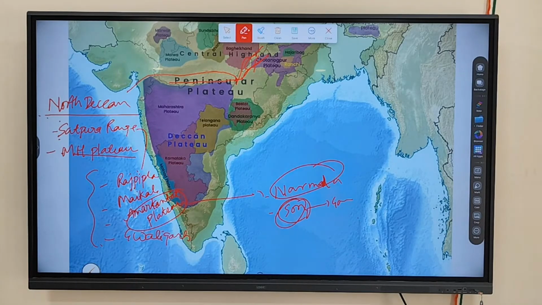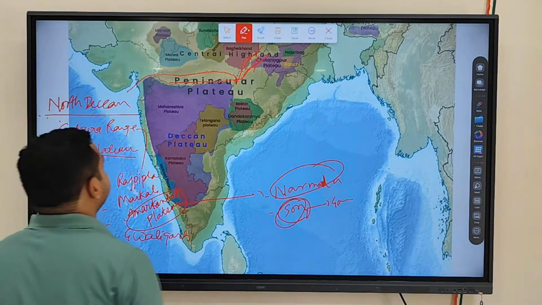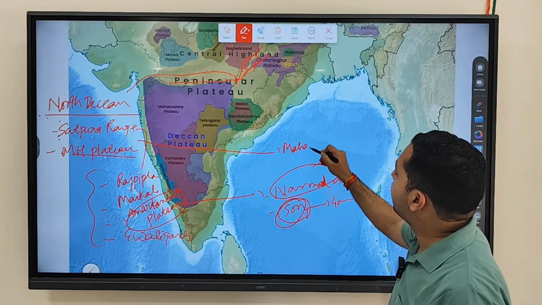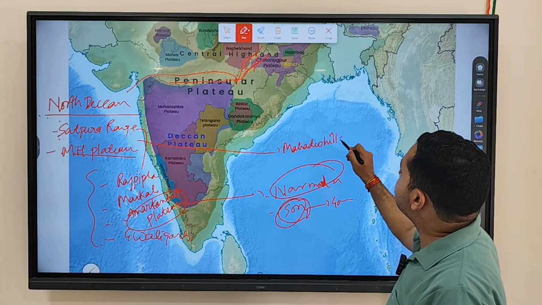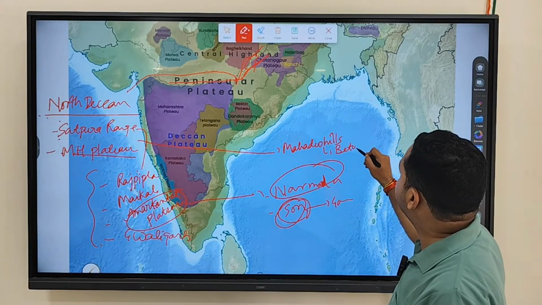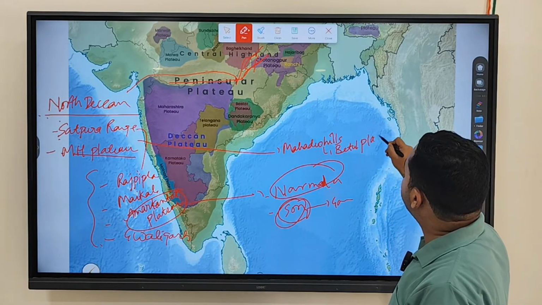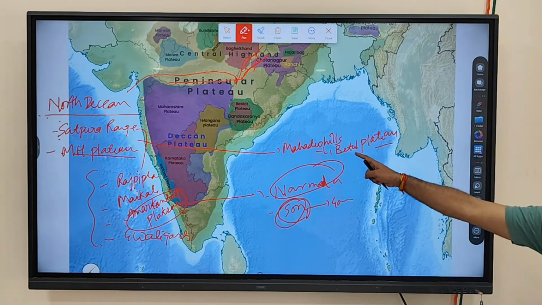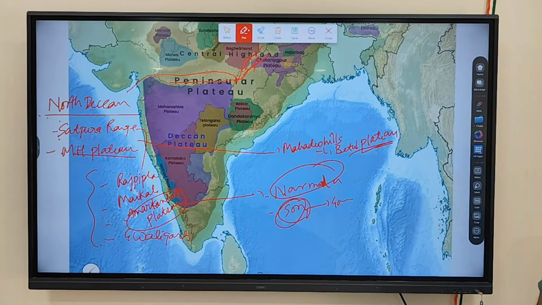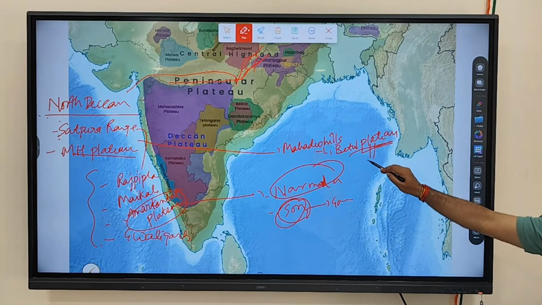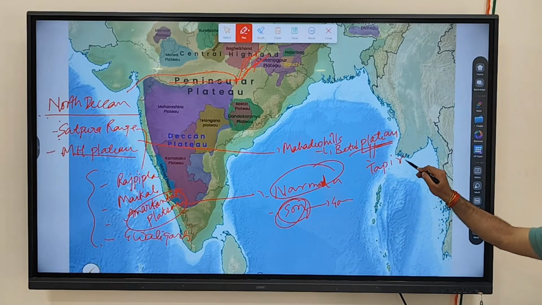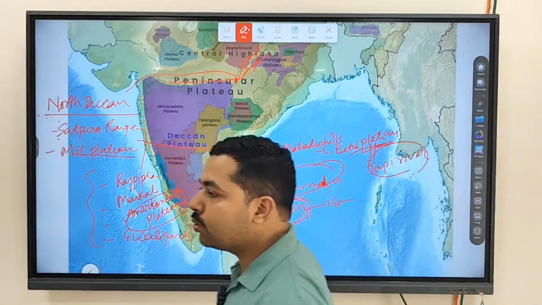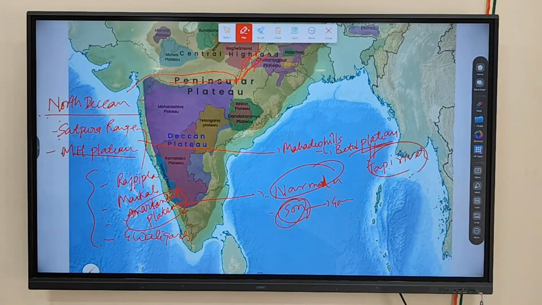Now another hills that you're going to find over here is Mahadev Hills. Below Mahadev Hills, you'll find a plateau called the Betul Plateau. So another hills that you're going to find is Mahadev Hills. Below Mahadev Hills, which plateau are you going to find? Betul Plateau. This Betul Plateau is the source of the Tapi River. This is the source of which river? The Tapi River. Clear? Betul Plateau is the source of which river? Tapi River.